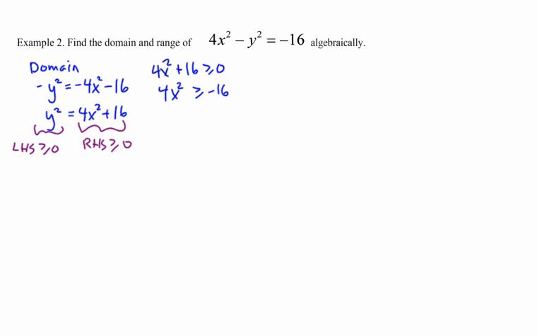Then divide by 4. Okay, what will this be? X squared is going to be a positive. This is a negative. And what do we know are positives compared to negatives? Is that always true? Yeah, positive is always greater than negative. So therefore, our domain is all real numbers.